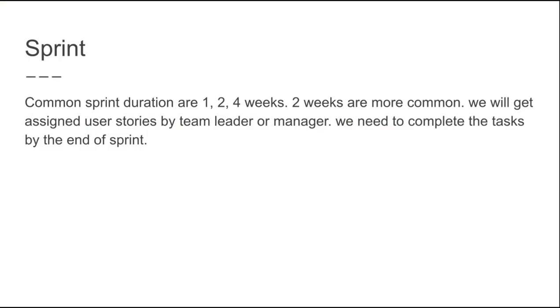We need to know this when we join a company. First one, we need to know the sprint. The common sprint duration is 1 to 4 weeks, and 2 weeks is more common. We will get assigned user stories by the team leader or manager, and we need to complete the tasks by the end of the sprint.